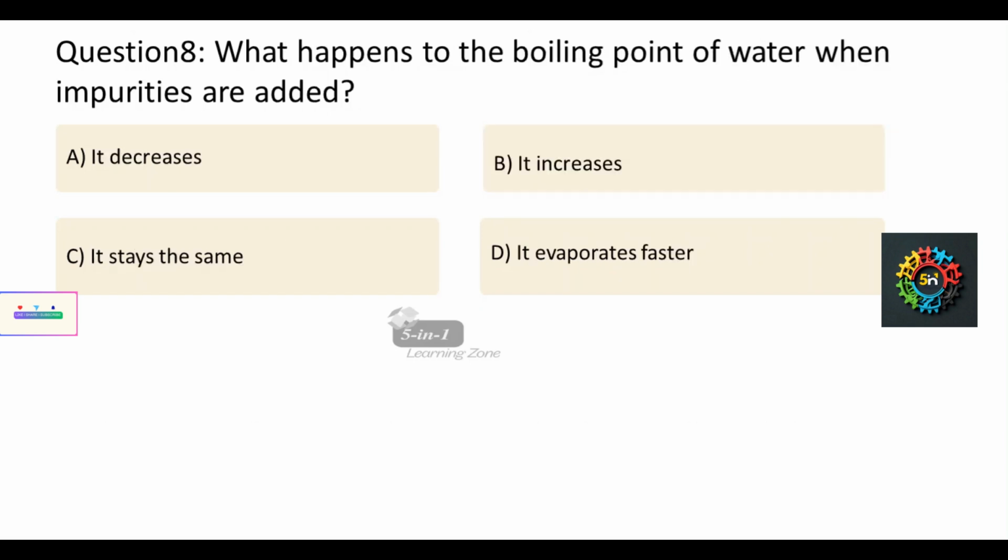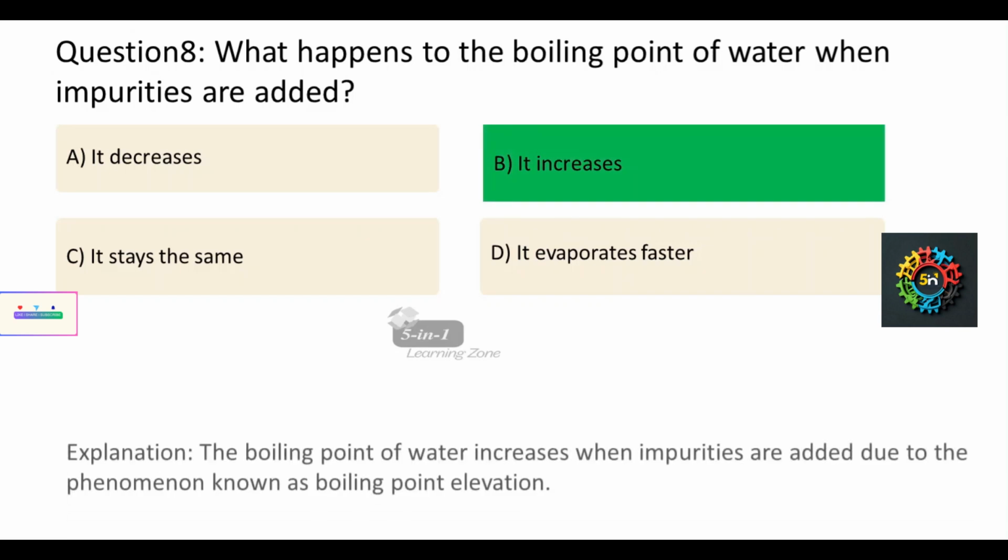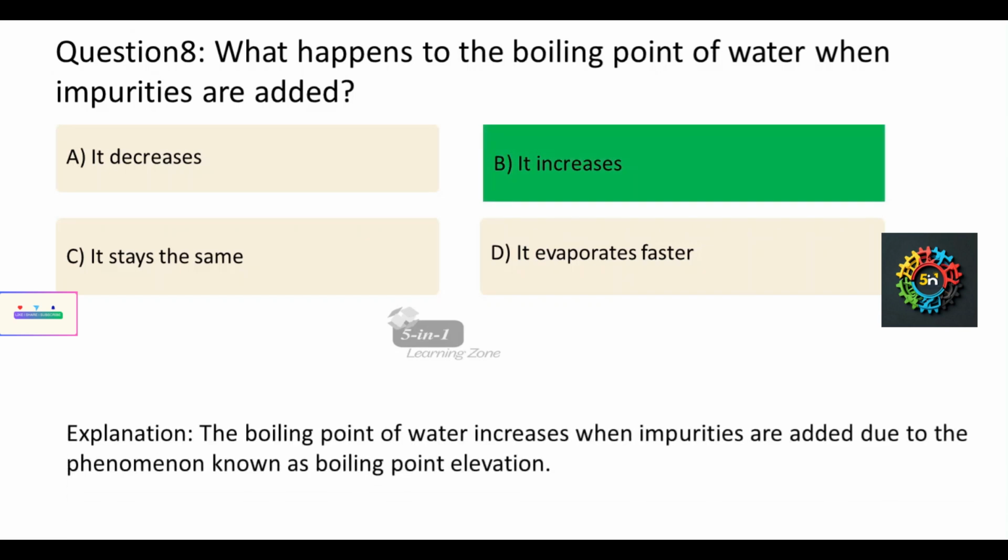Question 8. What happens to the boiling point of water when impurities are added? Correct answer: B. It increases. Explanation: The boiling point of water increases when impurities are added due to the phenomenon known as boiling point elevation.